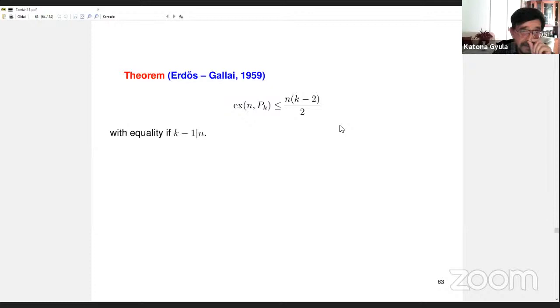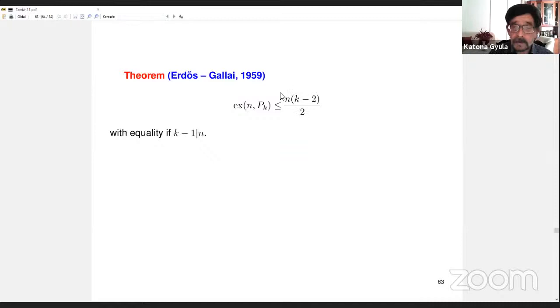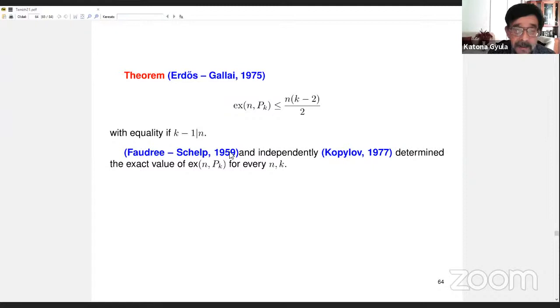Erdős and Gallai proved in 1959 that this is the maximum. So here we don't have an equality, because if it's not divisible, then we don't have equality. This was the case when we calculated. It was only when n is divisible by k minus 1. But the upper bound works for every n.